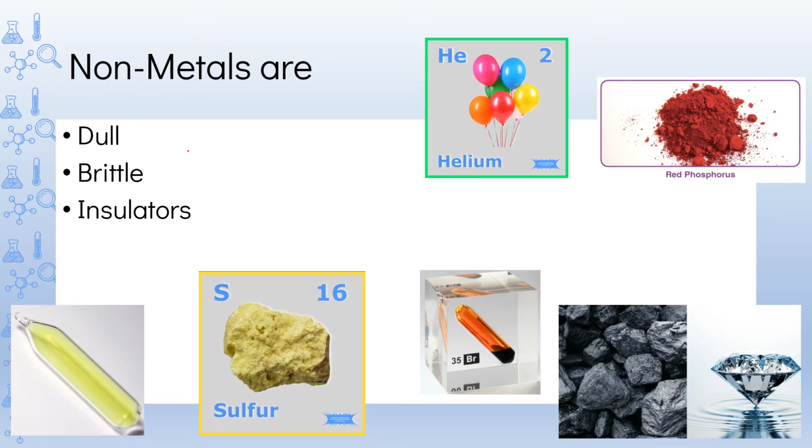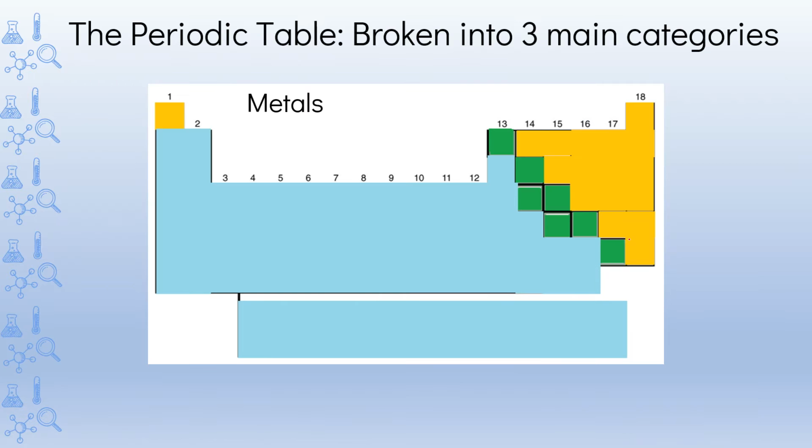My final thing here is that nonmetals have some very specific properties that relate to them. The first thing is nonmetals are dull. They are brittle. So brittle means they break apart or crack very easily, and they're insulators. Remember that insulators do not allow heat or energy to flow through them. So this page is always examples of some fabulous nonmetals.